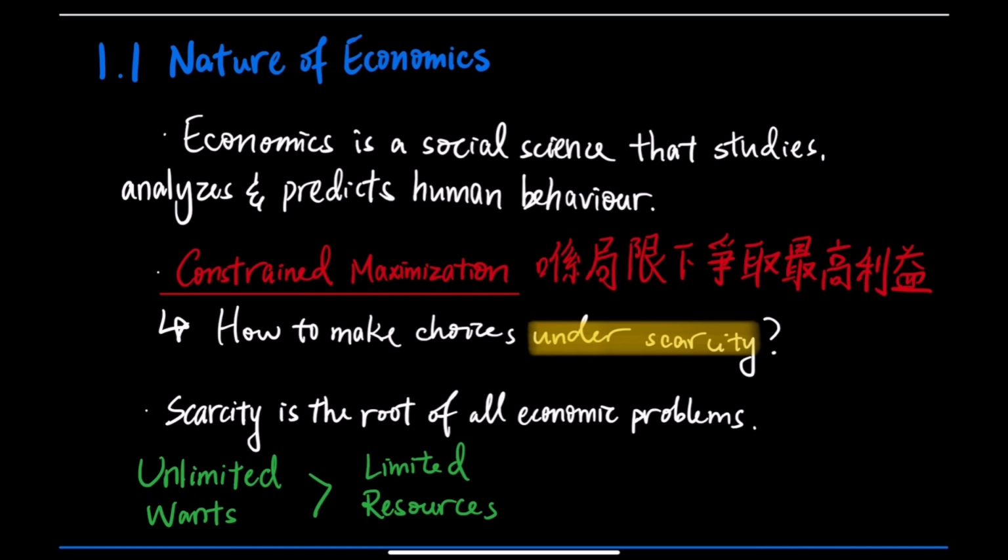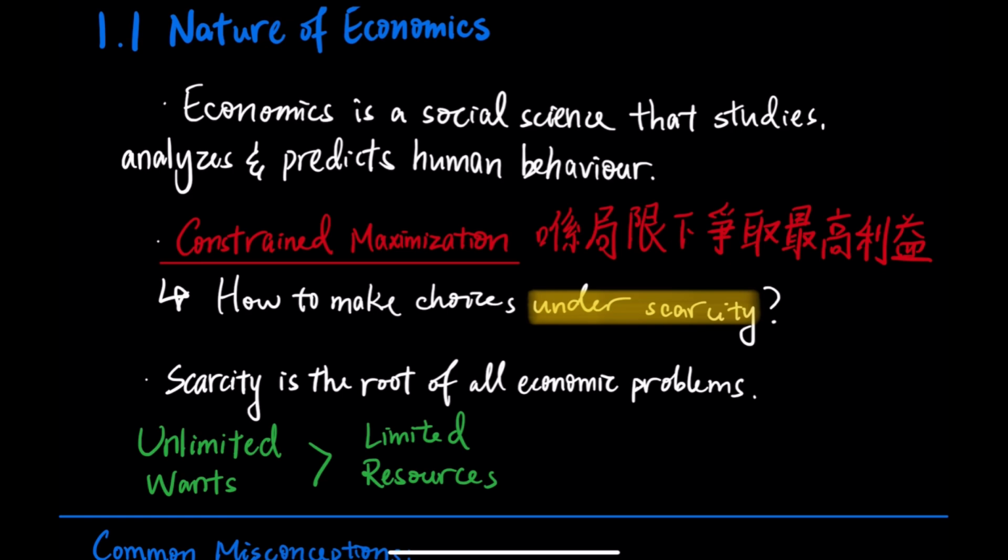So economics is a social science that studies, analyzes, and predicts human behavior. So how we behave when faced with different decisions that we have to make. So how do we maximize our profits under such a constraint scenario? So this is called constraint maximization. How do we make choices under a situation where everyone faces scarcity? So scarcity is actually the root of all economic problems.